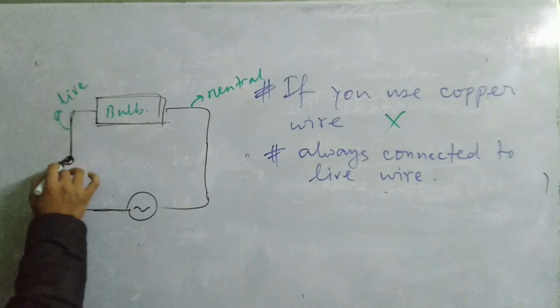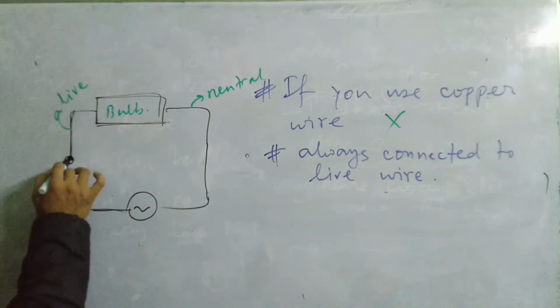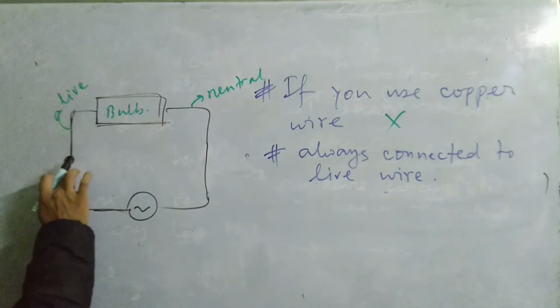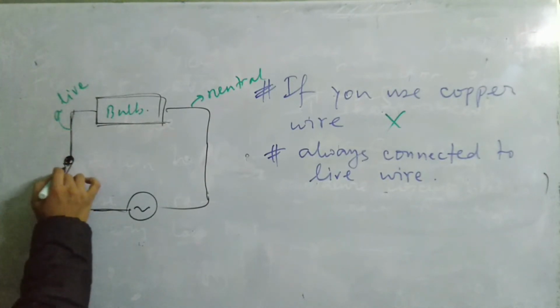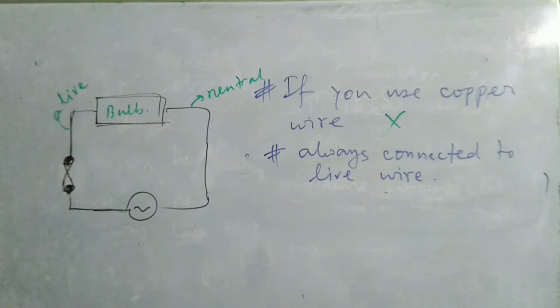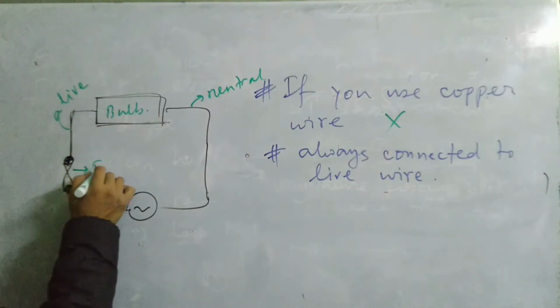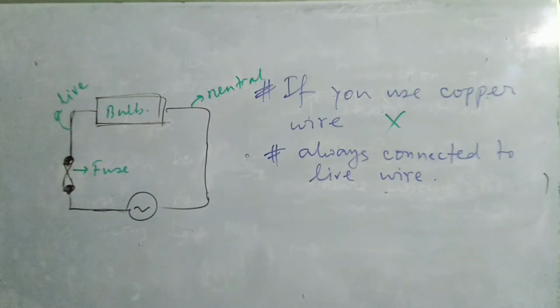Isn't it? Fine. So this is the main reason that a fuse wire should never be connected to the neutral wire, rather it must be connected to the live wire, okay, so that it can actually perform its function, the very function for which it has been incorporated into the circuit. Okay, so this is the concept of fuse. I think the concept is clear to all of you. Okay, fine.